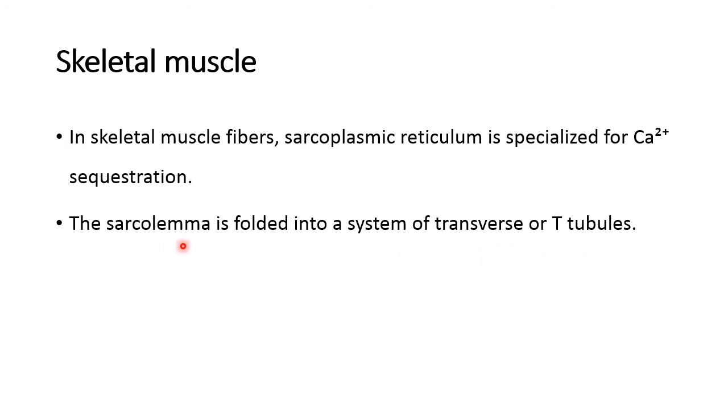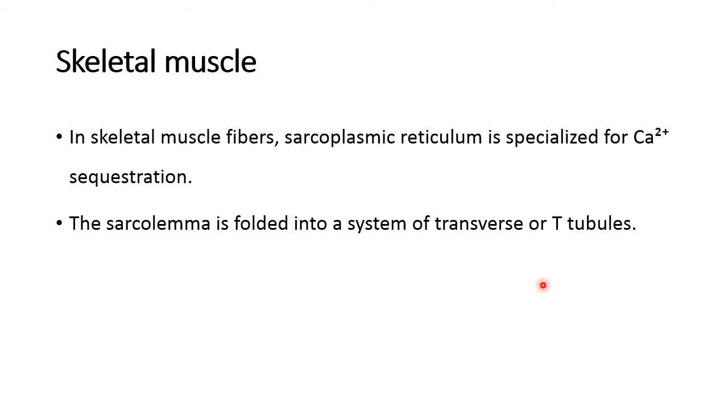The sarcolemma we talked about, it is the muscle cell membrane. It folds inside the muscle cell into transverse or T-tubules. These transverse T-tubules are very important in contraction of the skeletal muscle, and they form a triad with the terminal cistern of the sarcoplasmic reticulum.